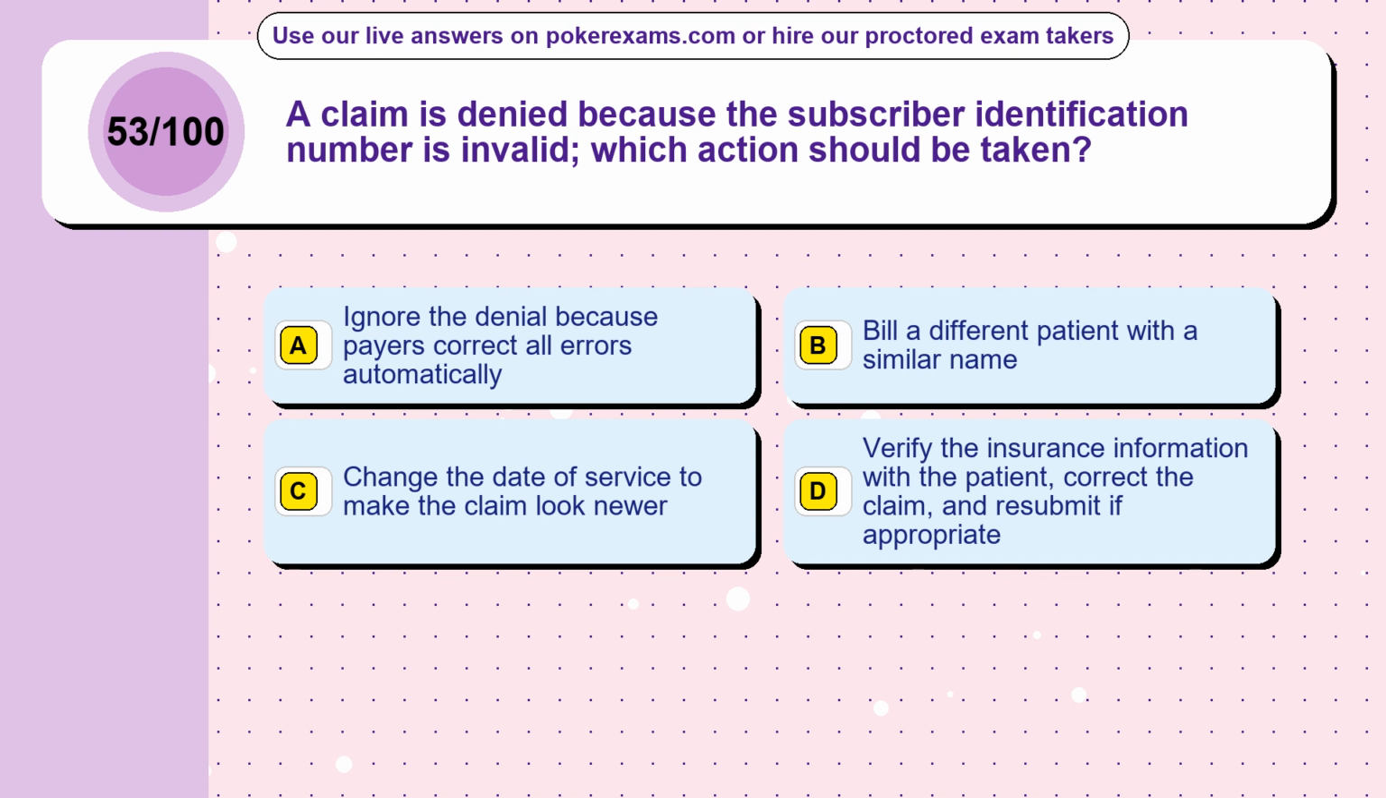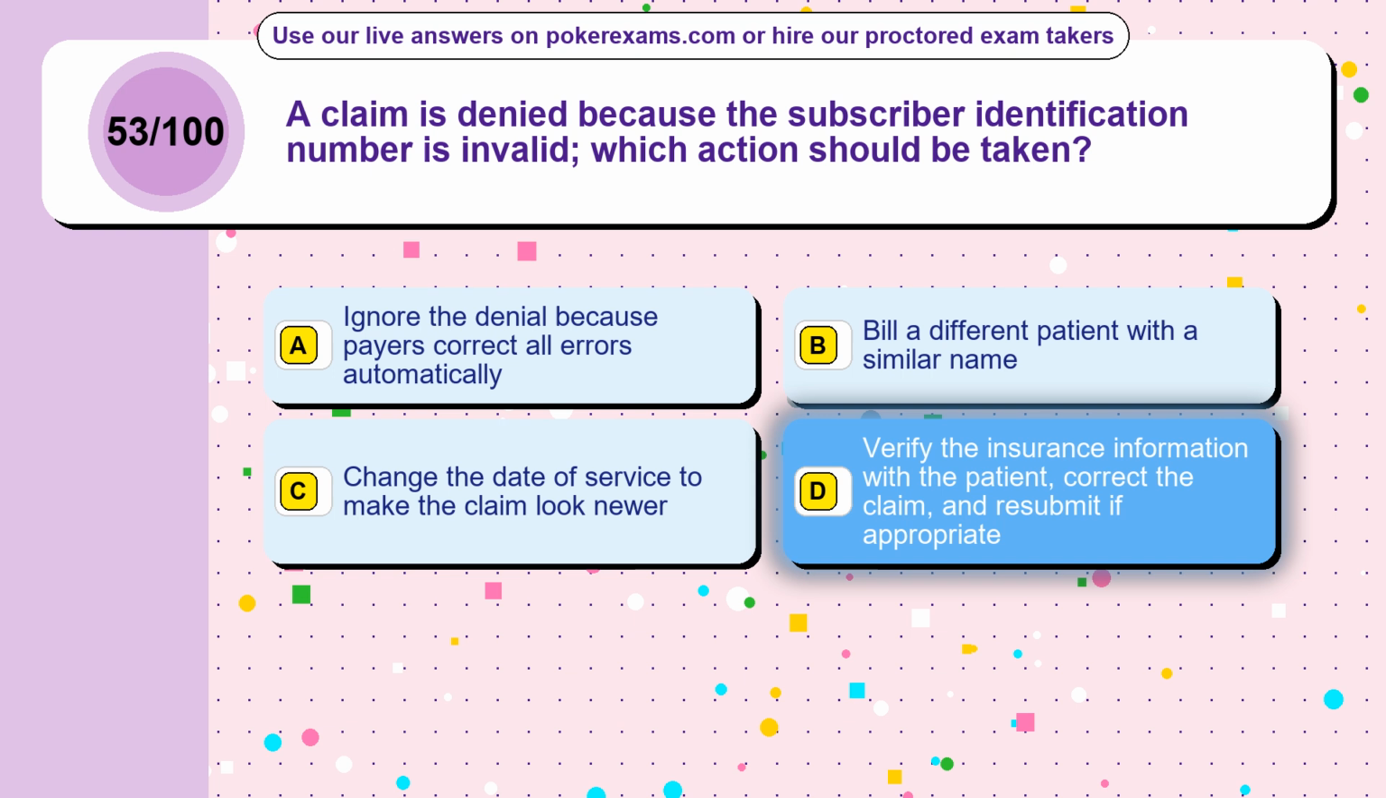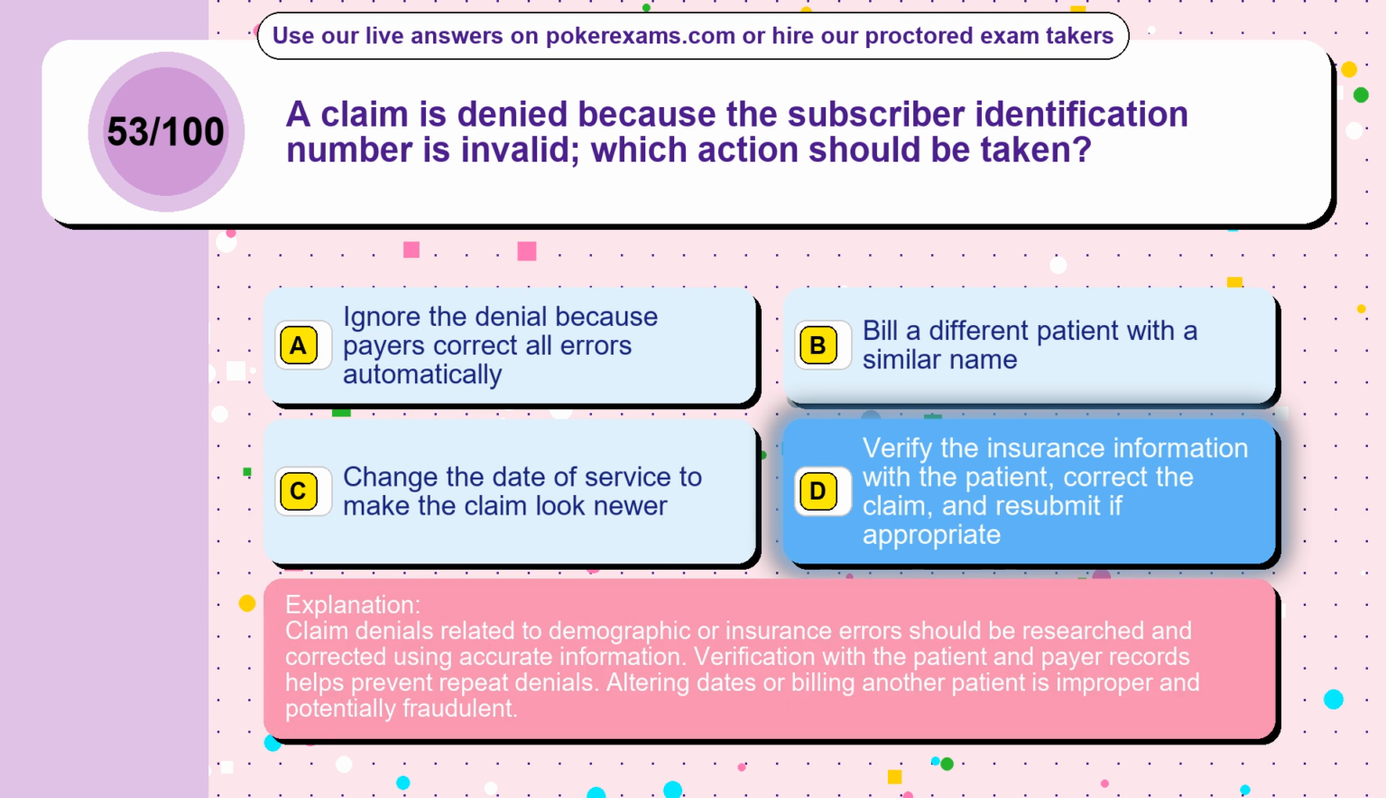Option D. Verify the insurance information with the patient, correct the claim, and resubmit if appropriate. The correct answer is option D. Verify the insurance information with the patient, correct the claim, and resubmit if appropriate. Claim denials related to demographic or insurance errors should be researched and corrected using accurate information. Verification with the patient and payer records helps prevent repeat denials. Altering dates or billing another patient is improper and potentially fraudulent.